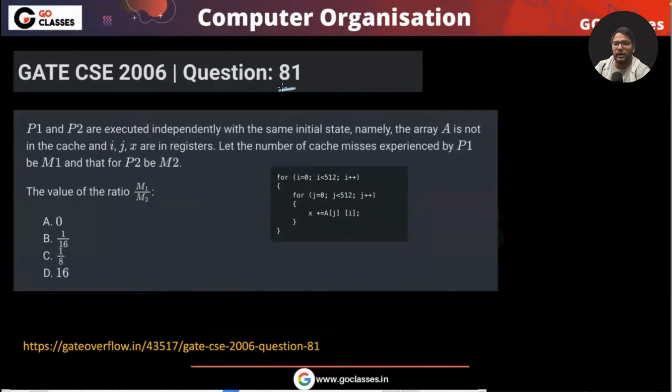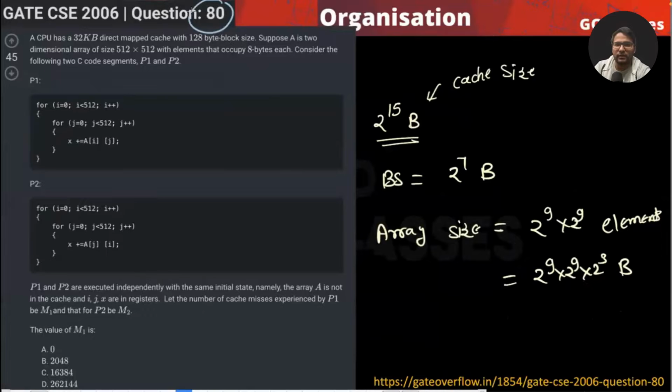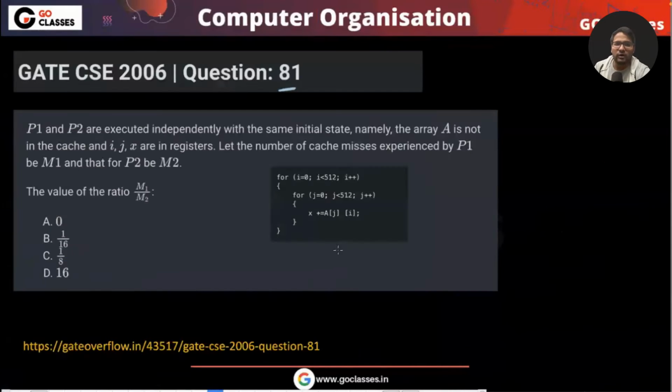This is question number 81. Earlier was question number 80. Anyway, I have not written all the details here in the 81. I have skipped the previous details just to make the screenshot a little shorter, but the details are the same. Okay, let's find out M2 also.